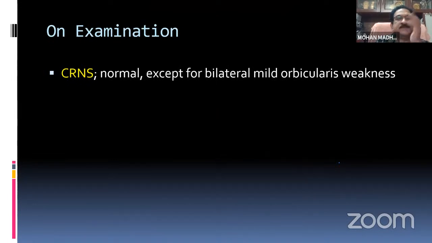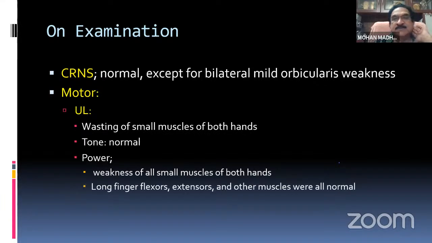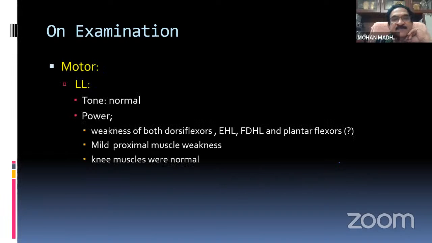So summarizing the examination findings, cerebellar signs normal, except for bilateral weakness. Motor system upper limb, wasting of the small muscles of both hands. Tone normal, power weakness of all small muscles of both hands. Long finger flexors, extensors, other muscles were all normal. Lower limb tone normal. However, weakness of both dorsiflexors, EHL, flexor hallucis longus, and plantar flexors, mild weakness.